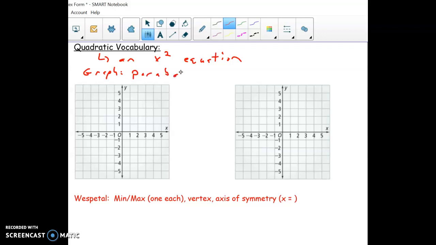It's one of my favorite math words. I was hoping to name my first child parabola, but my wife vetoed that idea.